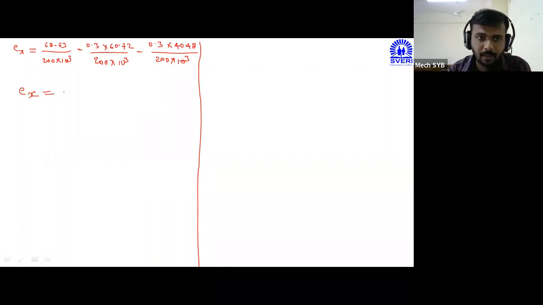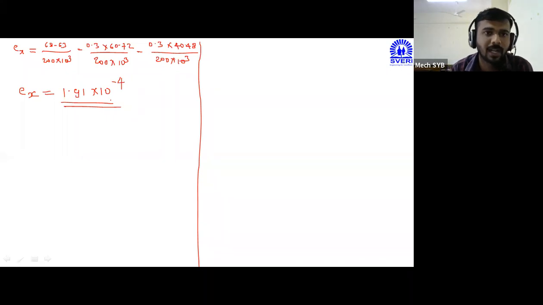I will write here 1.91 into 10 raised to minus 4. This is epsilon x value. Others, please check. Do the separate calculation of 68.63 divided by 200 into 10 raised to 3. Do that as a separate calculation.